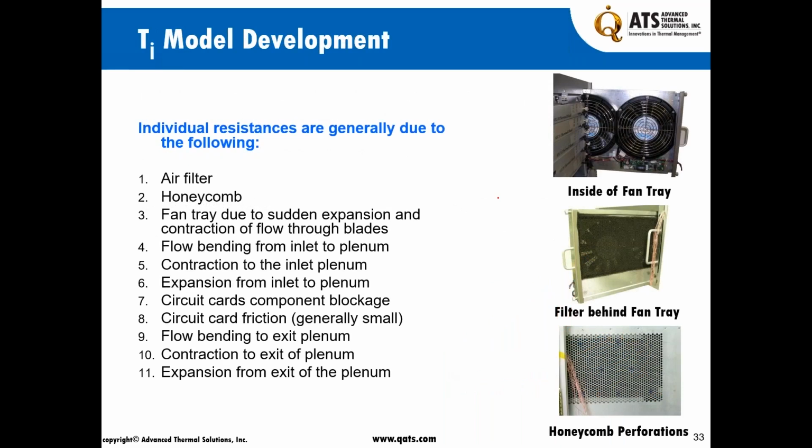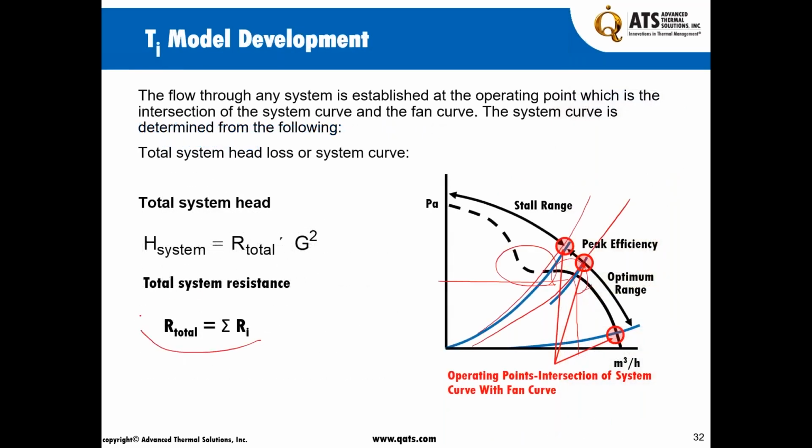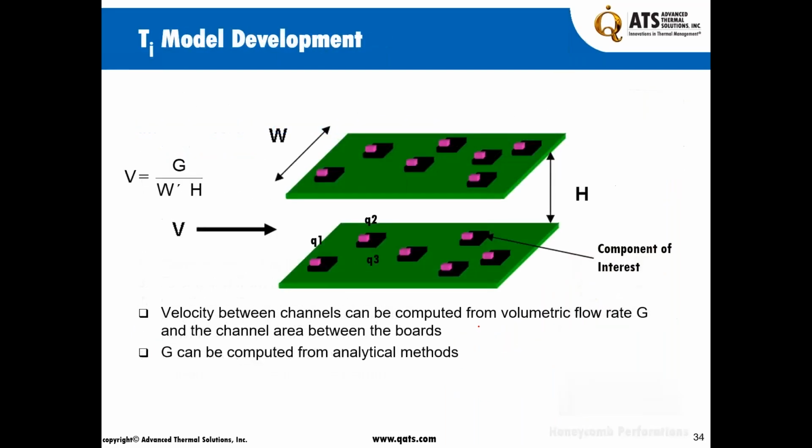And then these individual resistances associated with the fan, the filter, the honeycomb, and so forth, in developing the analytical model, that's in the process. And we have to account for every single one of these because we need to put this total resistance together in order to calculate the system curve. And once we have that, we want to calculate the volumetric flow rate in front of the system and compare our measurement versus the analytical modeling.